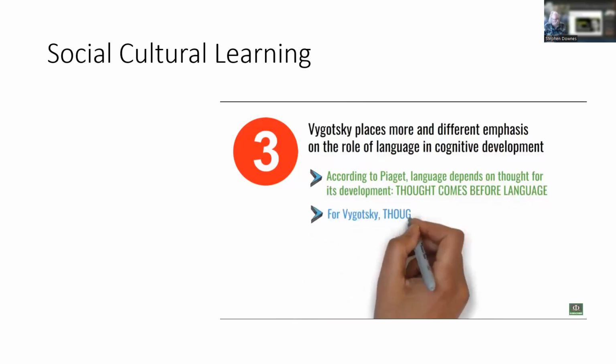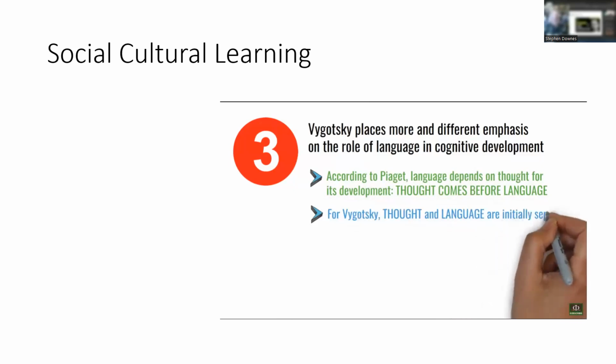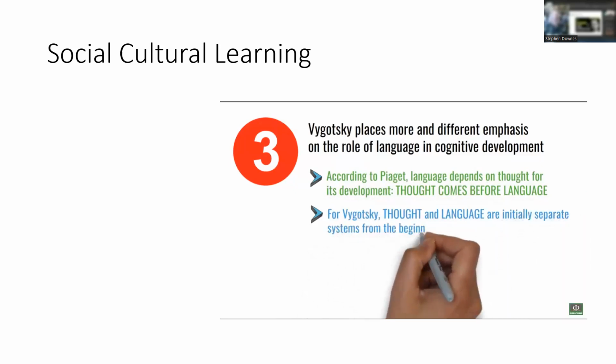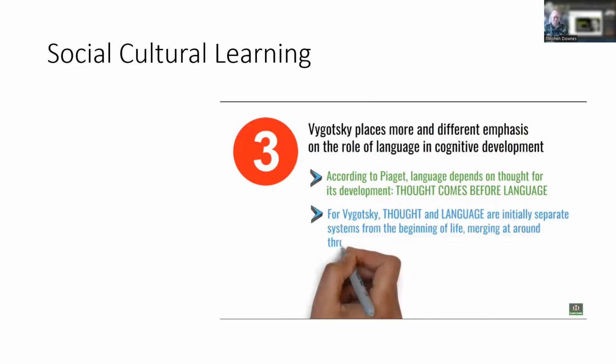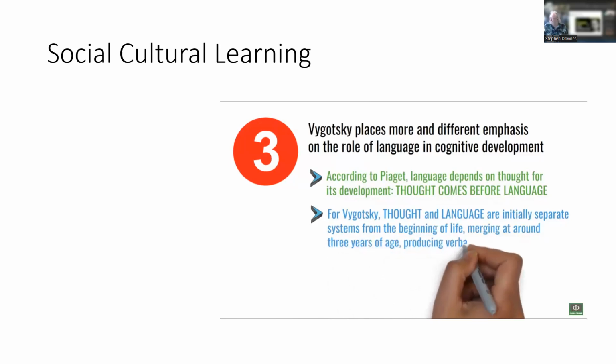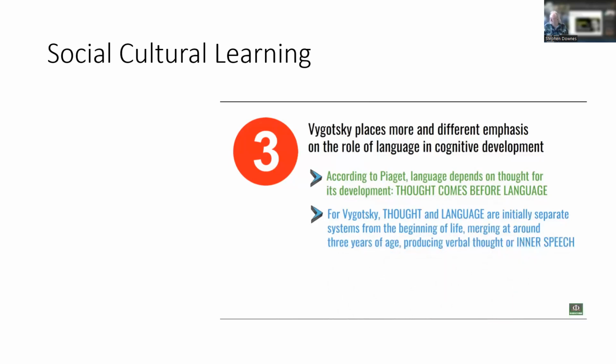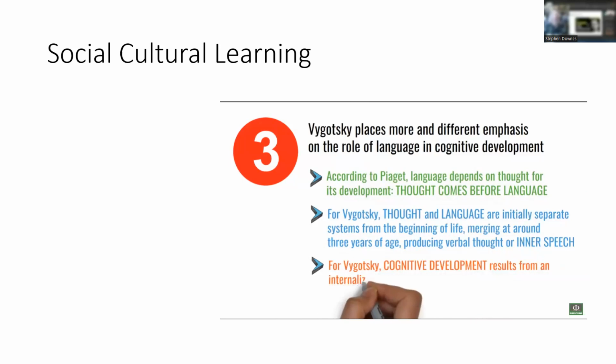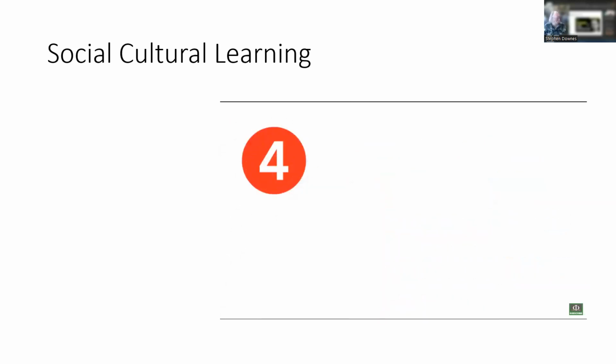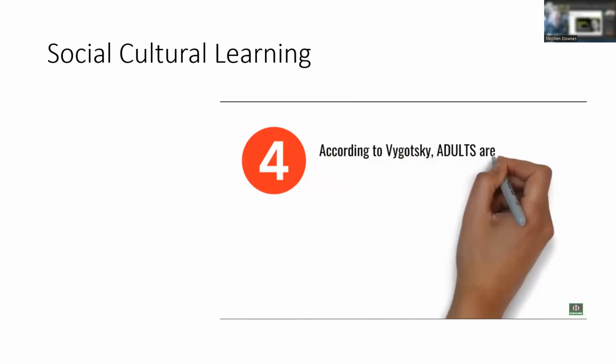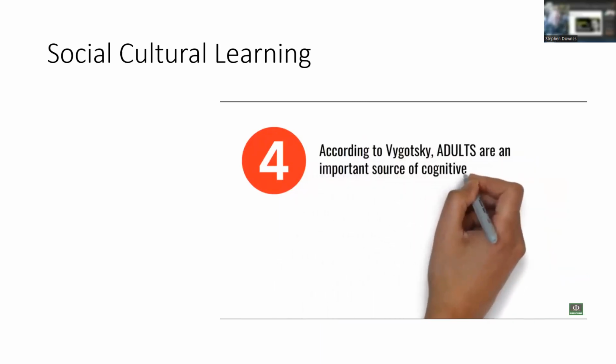For Vygotsky, thought and language are initially separate systems from the beginning of life, merging at around 3 years of age, producing verbal thought, or inner speech. For Vygotsky, cognitive development results from an internalization of language. And lastly, according to Vygotsky, adults are an important source of cognitive development.